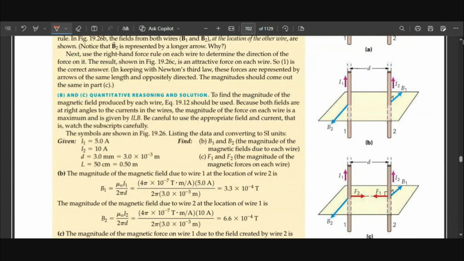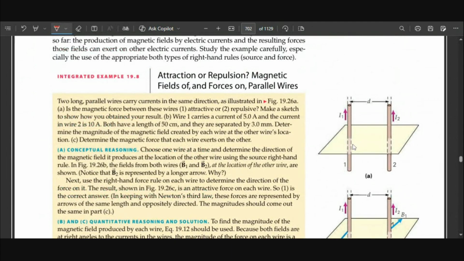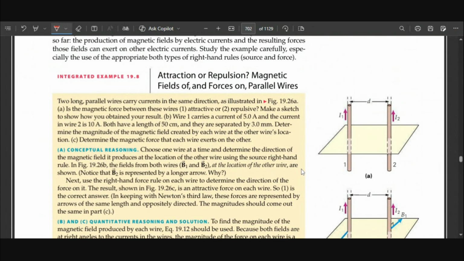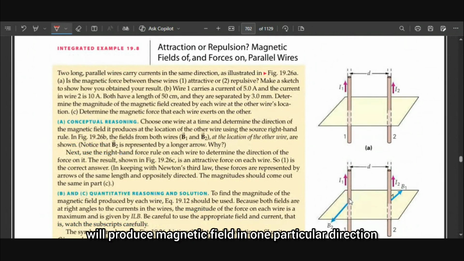Now we will talk about what happens if two wires are placed parallel to each other and they both carry current. How will the two wires behave? What application of this particular configuration do we observe? When we try to observe what happens, we find that these two wires carrying current will produce magnetic field in one particular direction.